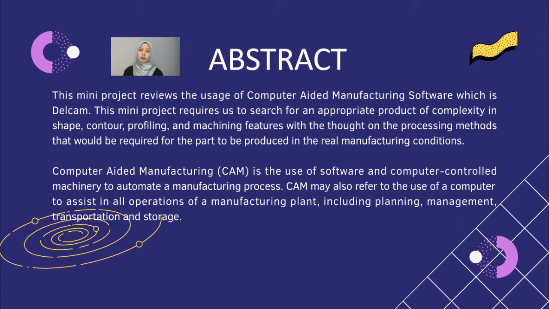This mini project requires us to search for an appropriate product of complexity in shape, contour, profiling, and machining features, with thought on the processing method that would be required for the part to be produced in real manufacturing conditions. Computer-aided manufacturing, CAM, is the use of software and computer-controlled machinery to automate a manufacturing process. CAM may also refer to the use of a computer to assist in all operations of a manufacturing plant, including planning, management, transportation, and storage.